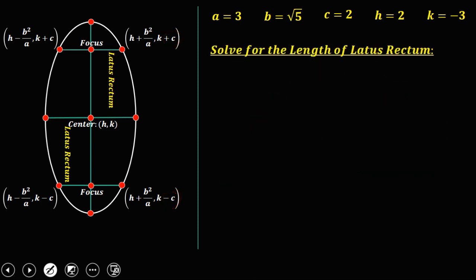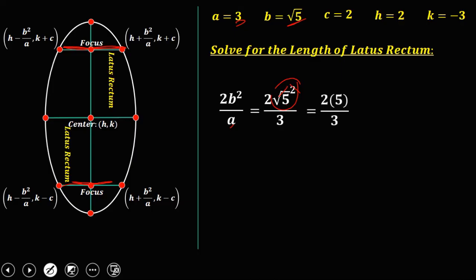Now, to solve for the length of this latus rectum, we use this formula, 2b squared over a. Then substitute the values. So 2b squared, that's the square root of 5 squared, over a, which is 3. The square root of 5 squared cancels, that's equal to 5. Then 2 times 5 is 10. So therefore, the length of this latus rectum in decimal is 3.33.